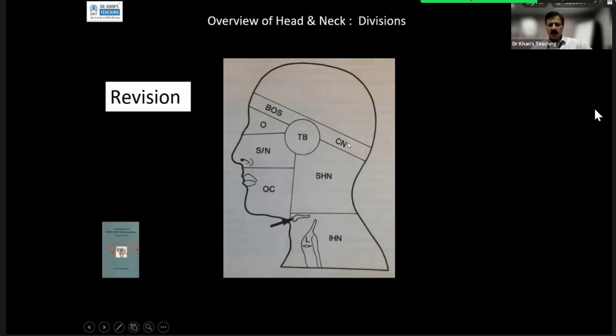Bone, then is the base of skull, which includes the cranial nerves, and then orbit, then paranasal sinuses and nasal cavity, then the oral cavity. Today we are going to cover neck. The neck is divided into, this is the hyoid bone, which is a landmark, suprahyoid neck and infrahyoid neck. And please remember that larynx is part of the infrahyoid neck.